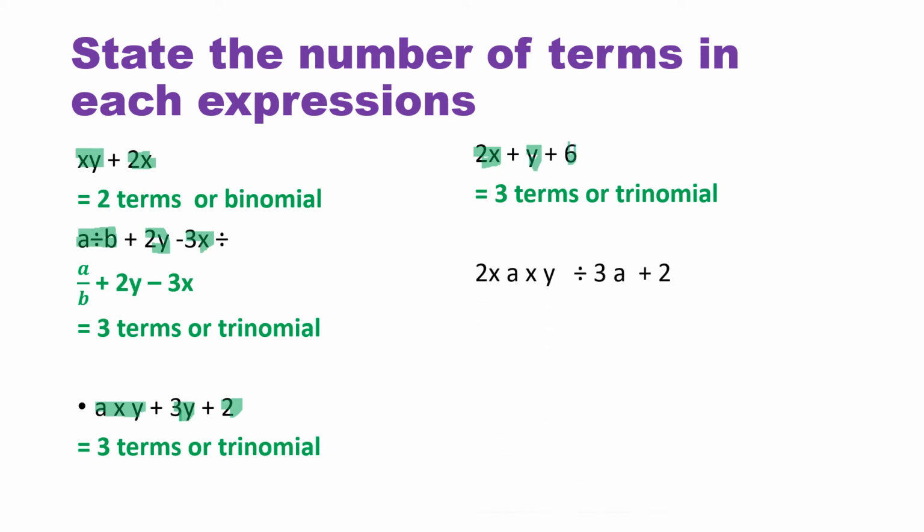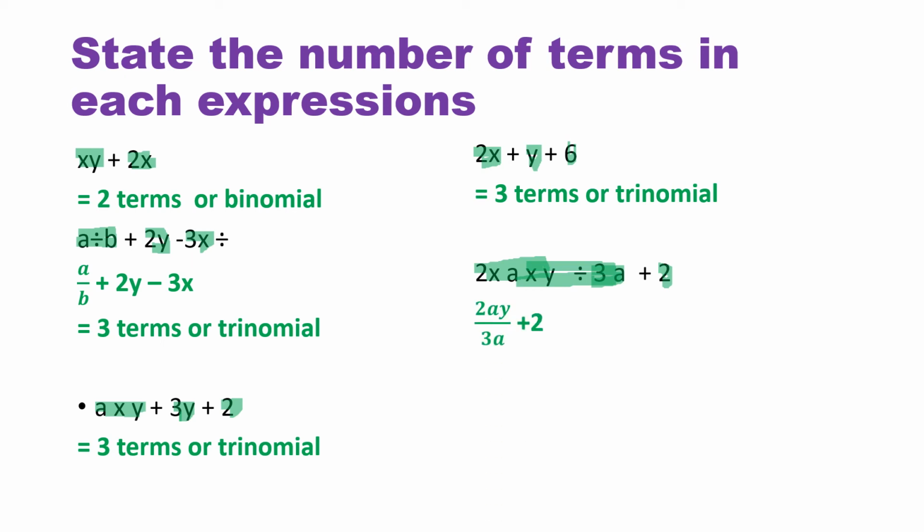Next, 2 into a into y. So this is one term, 2ay. Then 3a and 2. Now one more thing is there. This is divided by sign here. So this is actually one term. Whole is one term. 2ay divided by 3a.